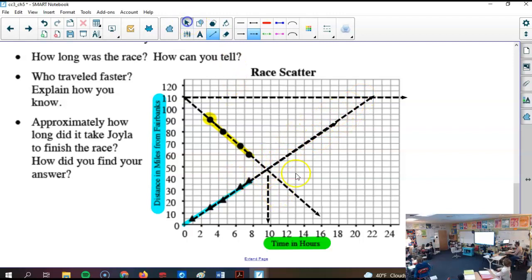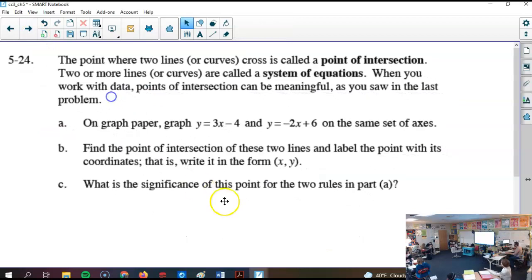Right? Now wait, who's going faster? Evie. Because they travel the same distance in less time. Their line is actually steeper, but it's going down instead of going up. It's a lot steeper. Alright. Now on your graph paper, go ahead and write down point of intersection.